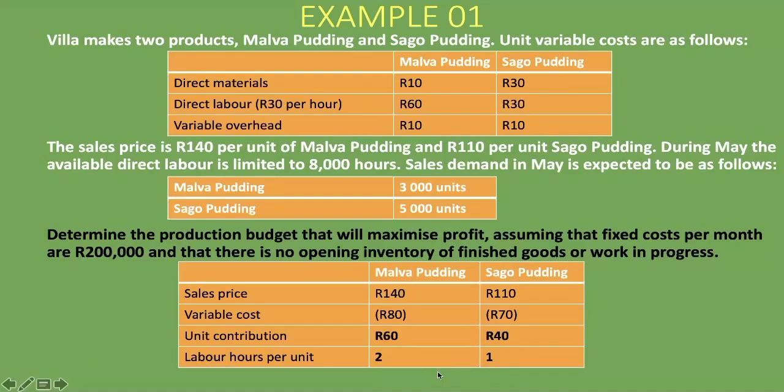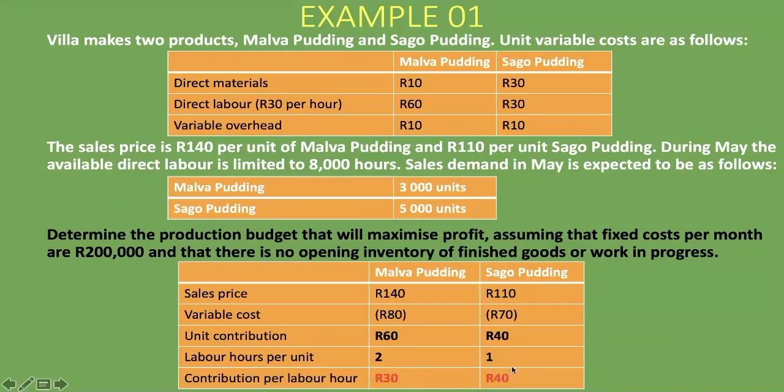Now, how do we get the contribution per unit of limited resource? Well, we know that the limited resource is labor hours, so we're going to take 60 rand divided by 2, and it will give us contribution per unit of limited resource. And we do the same thing for Sago, 40 rand divided by 1, and it will give us 30 rand contribution per labor hour for Malva pudding and 40 rand for Sago pudding.